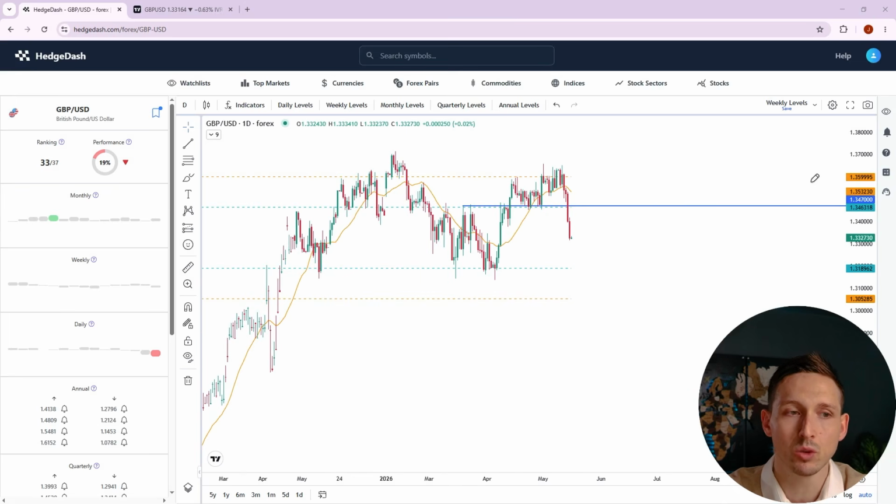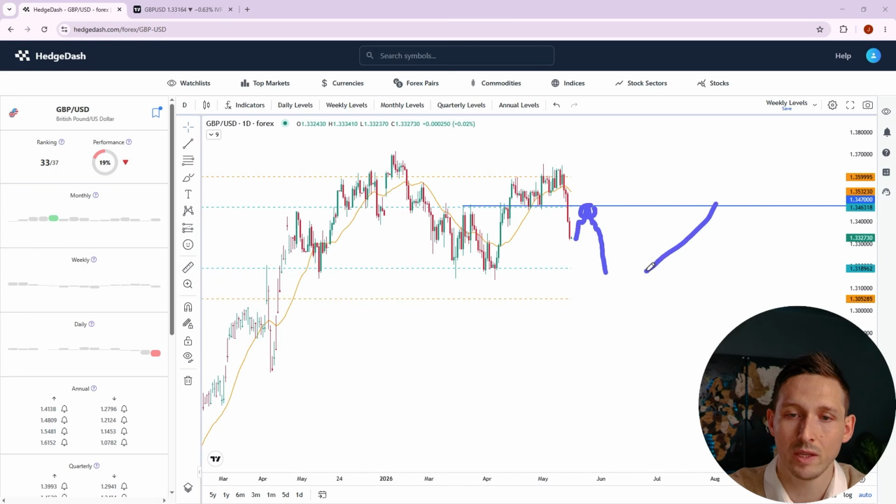Now, the fundamentals are actually double negative for pound dollar, because we just looked at that bullish fundamental catalyst for the dollar, which is inflation coming out, crude oil going up. And we also have a bearish catalyst for the pound. So this is really at the top of my list for a short heading into next week. So I'd like to see it pull back into this area. This is where I'm going to be looking for a 1 or 2 day reversal.